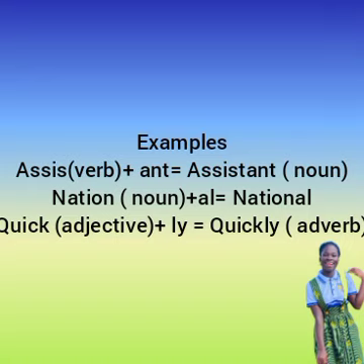A word like nation is a noun. When we add al, it becomes national. That is adjective. Let's take a word like quick. Quick is adjective. When we add ly, it becomes quickly. So the word class adjective becomes adverb.